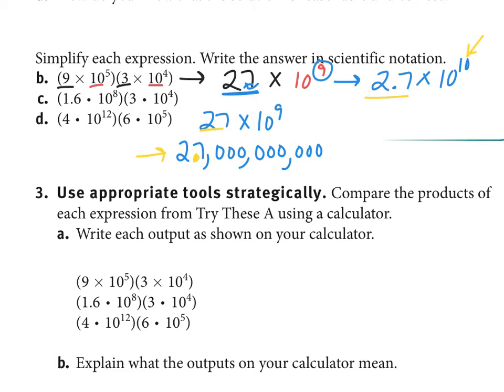Okay, let's do a couple other examples though. Let's see what we got going on in part C there. Part C, we want to multiply first. We're just going to multiply the factor, let me highlight here, the 1.6 times 3. So 1.6 times 3 should be 4.8.